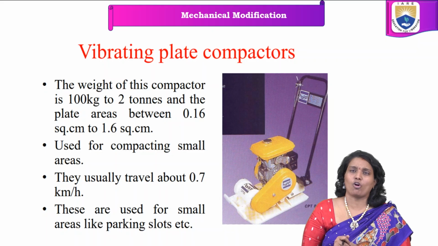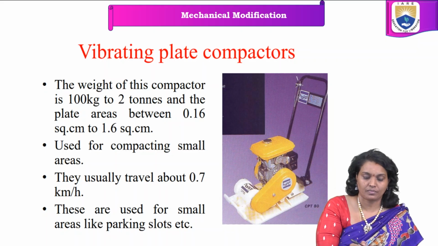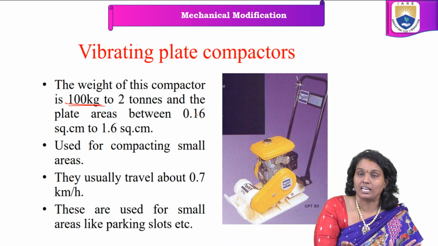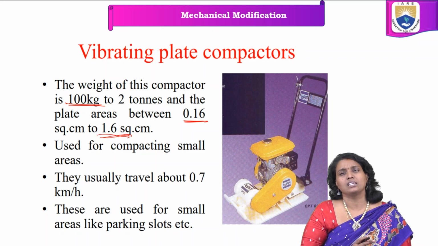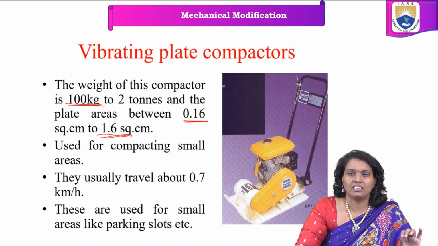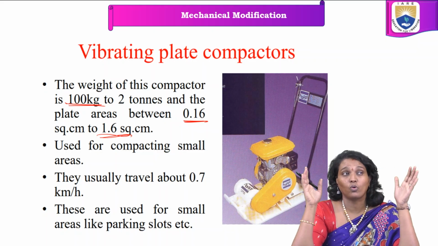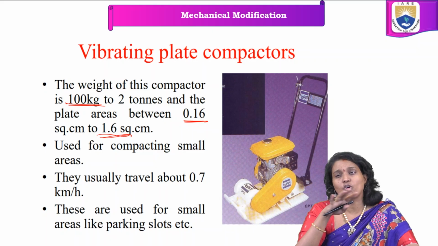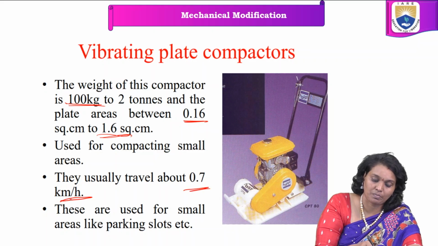Coming to the vibrating plate compactors, in these compactors the weight of the compactor is about 200 kg to 2 tons, and the plate area is between 0.16 to 1.6 square meters. So these are the dimensions for vibrating plate compactors. They are used for small areas. Whenever the area required is more, the vibrating plate compactors are not at all suitable, and they usually travel about 0.7 kilometers per hour.